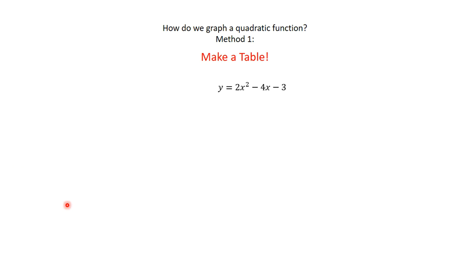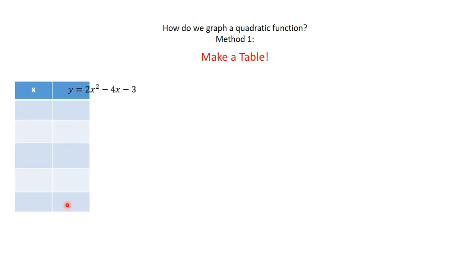And we're still just going to make a table for this. So y equals 2x squared minus 4x minus 3. So we get our table, plug in our values, and then negative 2, negative 1, 0, 1, and 2. Again, those are the values we're going to use for x today, unless it tells you otherwise.